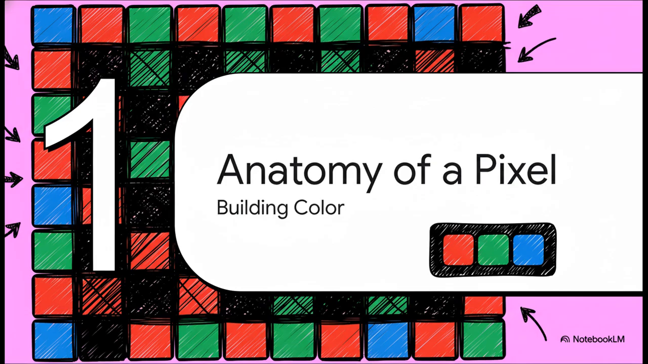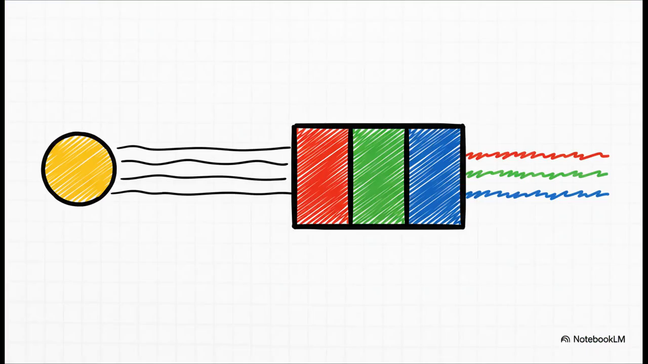Well, to figure that out, we need to zoom in. No, I mean way in, down to the level of a single pixel, and see how this thing is built, layer by microscopic layer. Right, so every single pixel you see is actually made of three even smaller parts. We call them subpixels. You've got one for red, one for green, and one for blue.